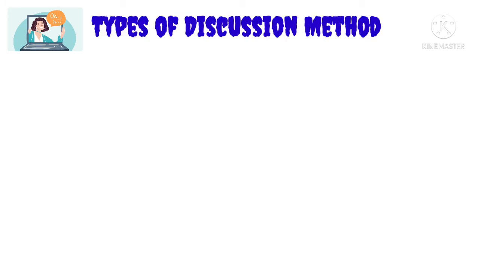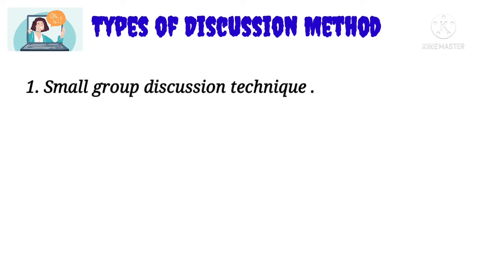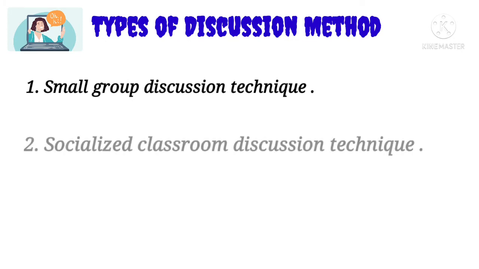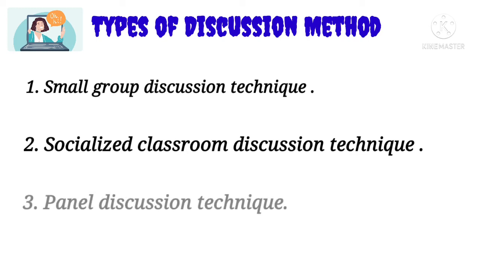Now we are going to look at some types of discussion method. Basically, there are three types. First is the small group discussion technique. Basically, all students are allowed to discover and engage in active learning. Second is the socialized classroom discussion technique. Children are discovering, questioning, reporting, and working in a natural way. And last is the panel discussion technique. Basically, 4 to 8 qualified persons discuss a given topic.